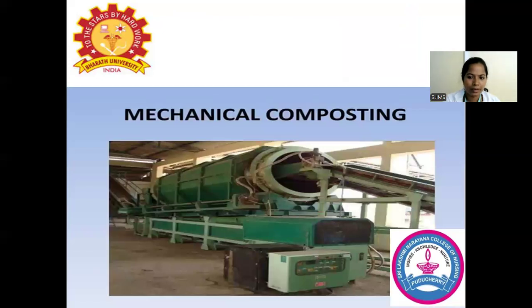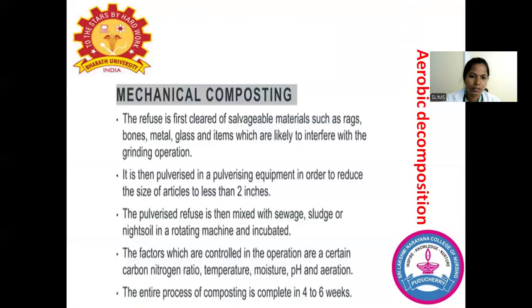Next is the mechanical composting. From the word itself, we can know that a machine is involved. In mechanical composting, the refuse is first cleared of salvageable materials such as rags, bones, metal, glass, and items which are likely to interfere with the grinding operation.